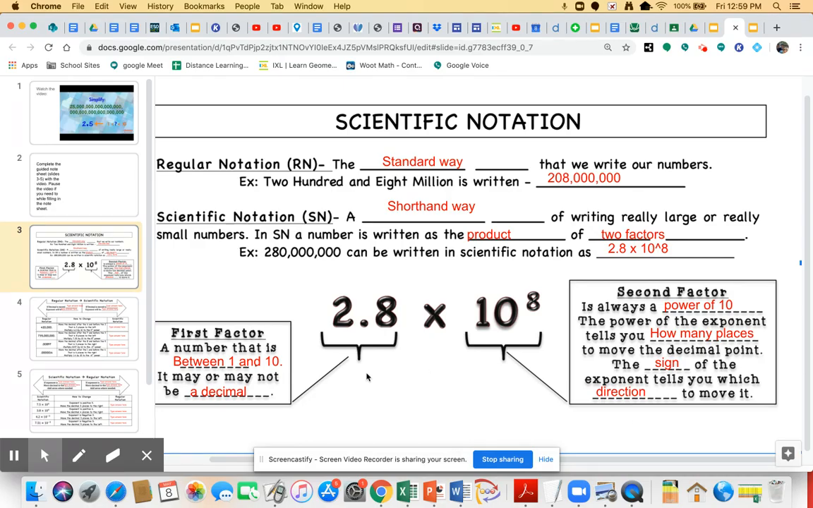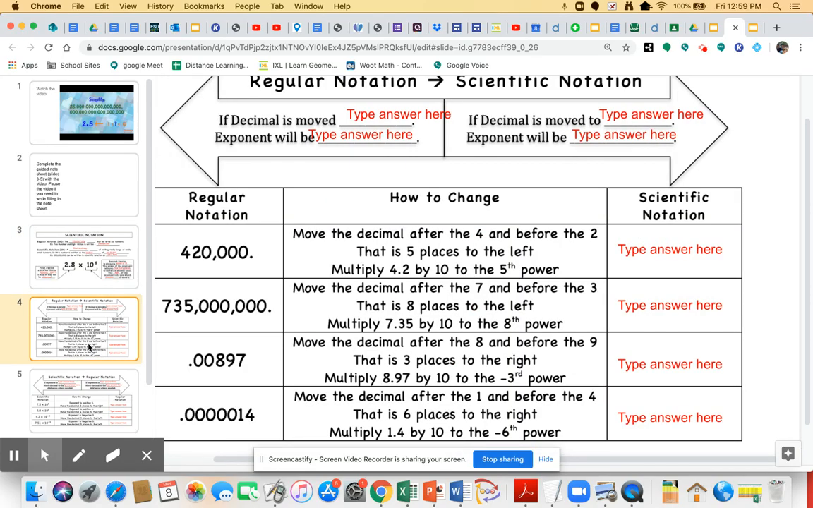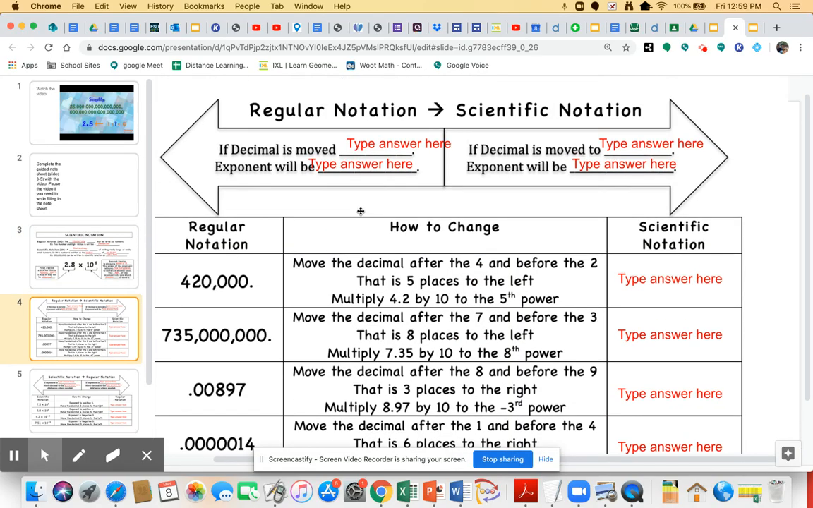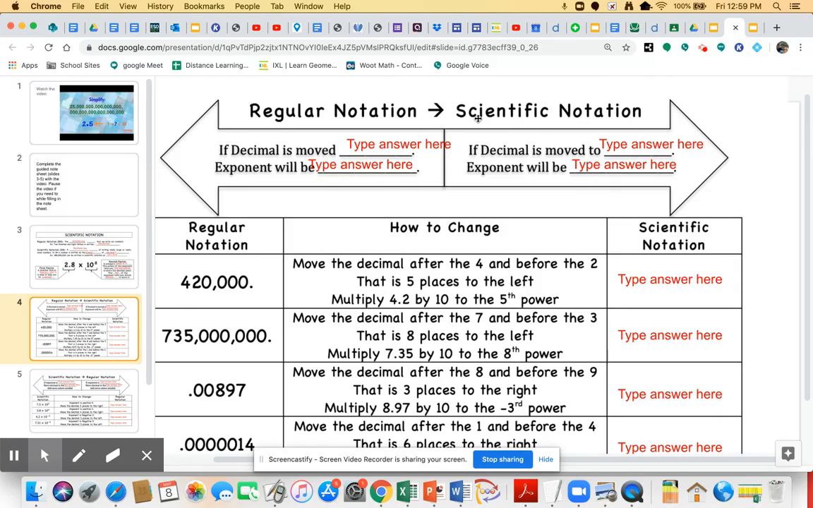Again, if you need to pause the video to go back and fill in the work, please do that. On our second slide, we're talking about regular notation versus scientific notation. On the left side, if the decimal is moved to the left, that means the exponent will be positive.